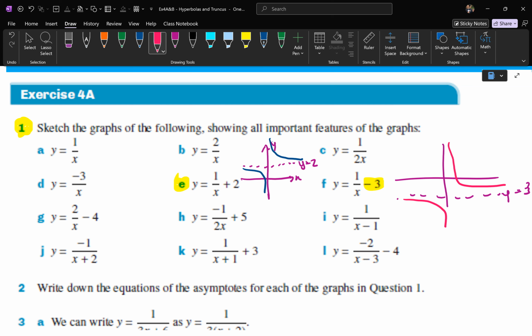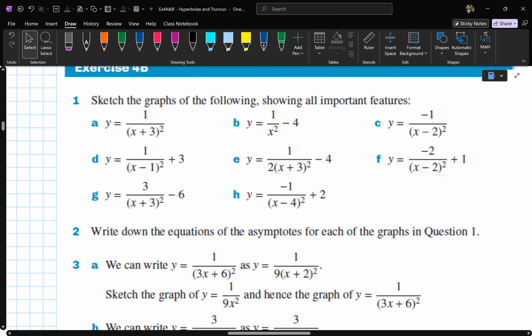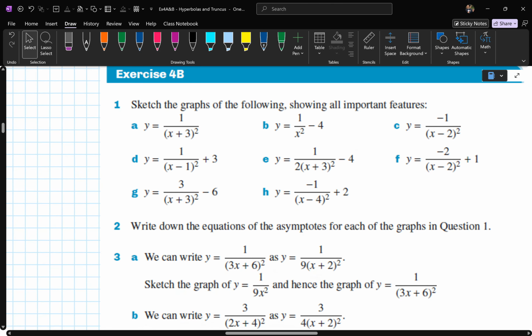This one goes up by 2. This one goes down by 3. This one goes up by 5. This one goes down by 4. This one goes up by 3. This goes down by 4. See what I'm teaching you? You can do that for exercise 4b. So let's go 4b. Which ones go up and down?